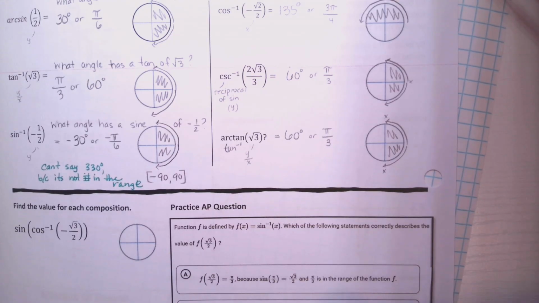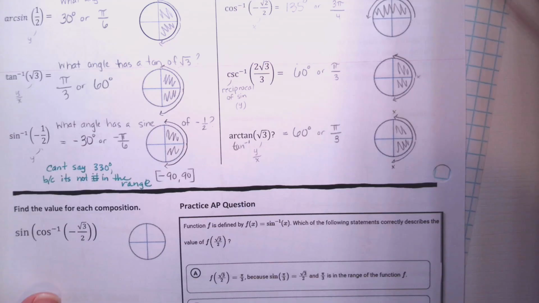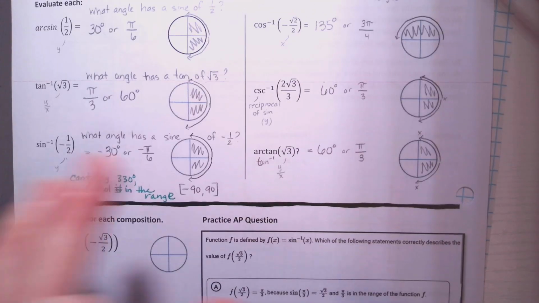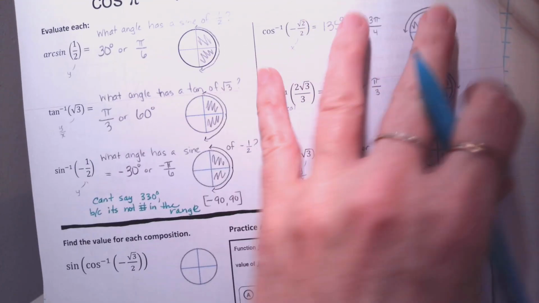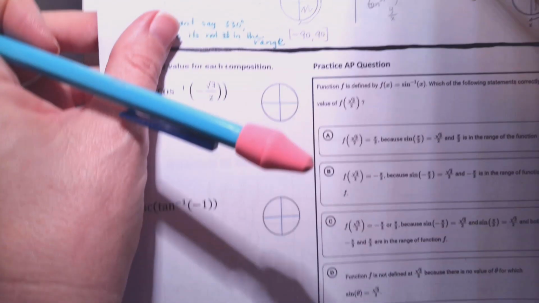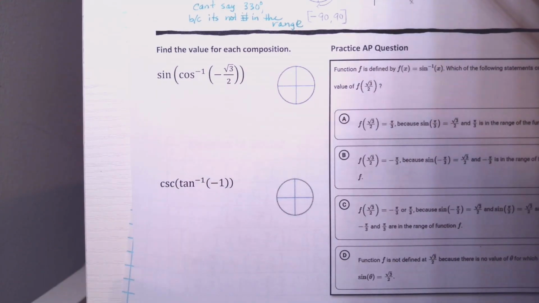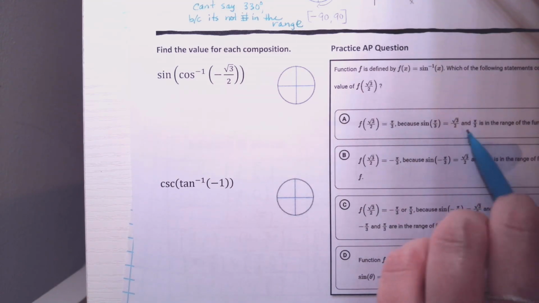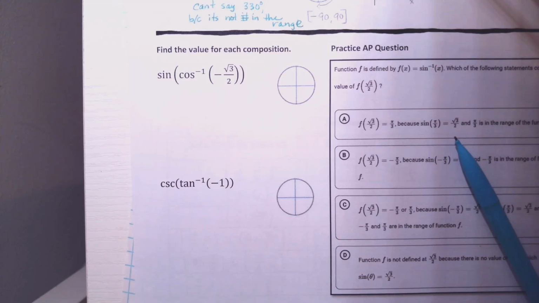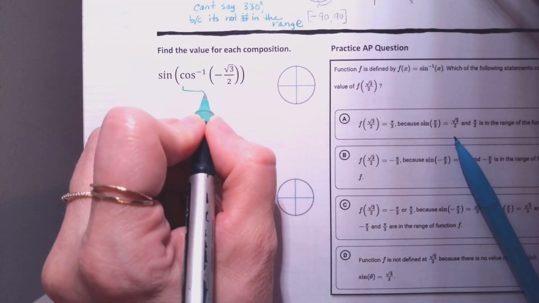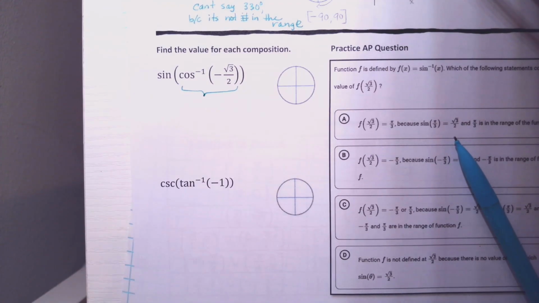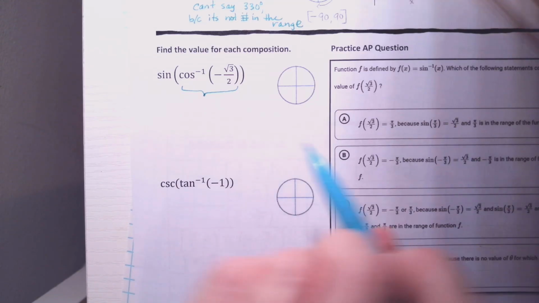Okay, now that we've done a few just regular inverse trig questions, we're going to do a couple that are compositions. We've learned about compositions before. We actually did compositions in Unit 1, but we didn't do them with trig functions, obviously. For a composition, we're going to start by evaluating what's inside the parentheses. So I'm going to start by doing this right here. Inverse cosine of negative root 3 over 2.